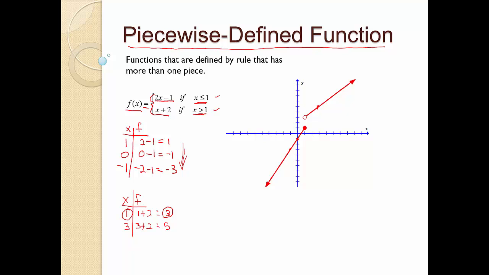So we have two pieces to this graph. When x is less than or equal to 1, you graph it like 2x minus 1. That's using just your normal line plotting. The only thing that's different is the biggest x can be on this is 1, right?